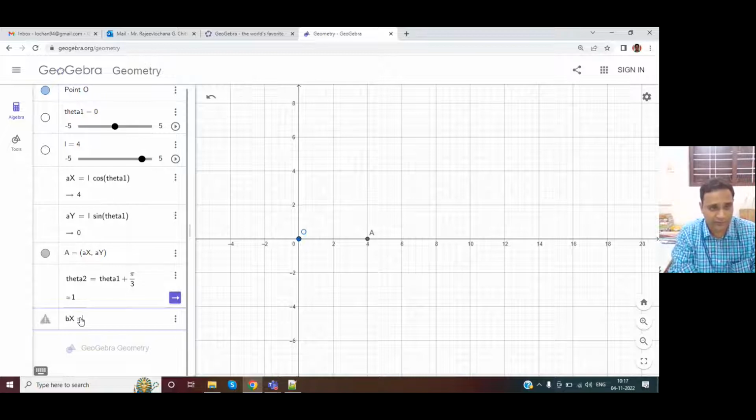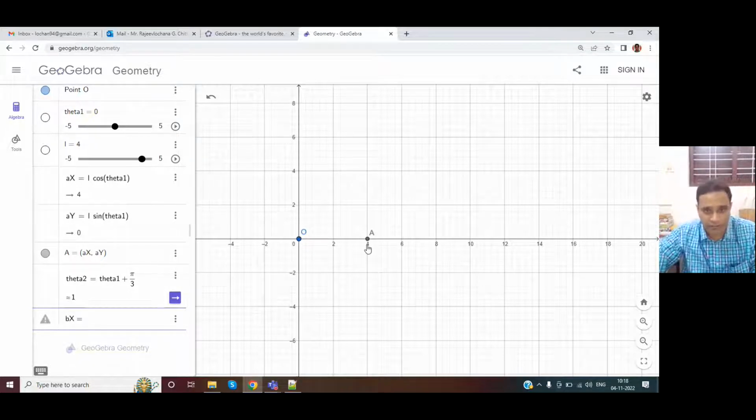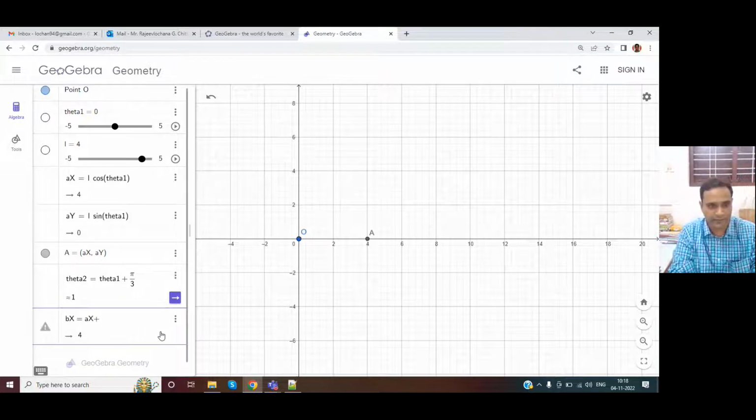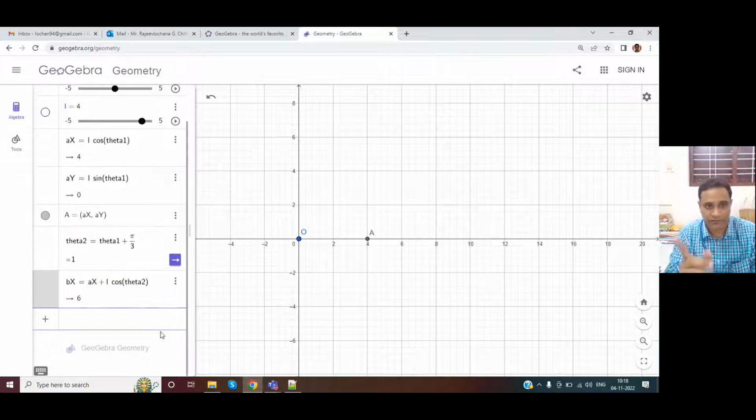I'll write Bx is equal to x coordinate of point A. So basically now I'll be drawing a circle here centered at A, and at 60 degrees I want the point B. So coordinate of B is AX plus BX. BX will be this much. So it will be AX plus, now the length is the radius, basically L into cos of theta2. Please remember it is theta2 now. Okay, so that is BX.